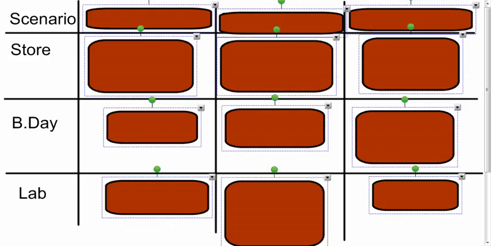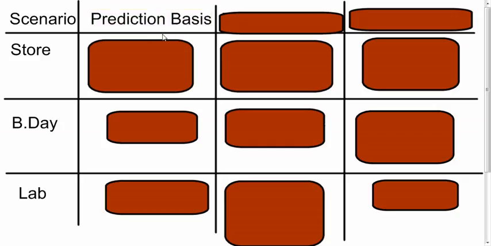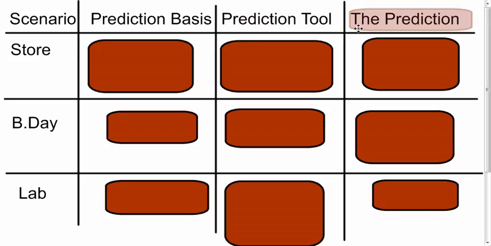Now, these scenarios, the store, the birthday, and the lab, have 3 threads that tie them together or make them similar, and why I'm using them to talk about. There's a prediction basis, something that the prediction is based upon. There is a tool used to make a prediction, and there's a prediction, an outcome.